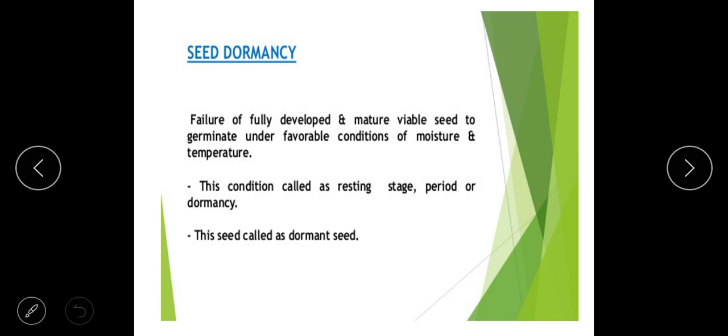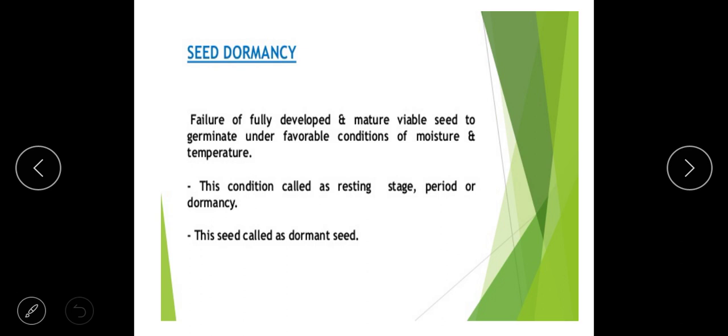Now, seeds, when they are being formed, are also dispersed by various methods, either by animals, by the wind, or by water. Different ways of dissemination of seeds are there, but some seeds do not germinate even under favorable conditions. They undergo a resting stage in their life. We call it seed dormancy.